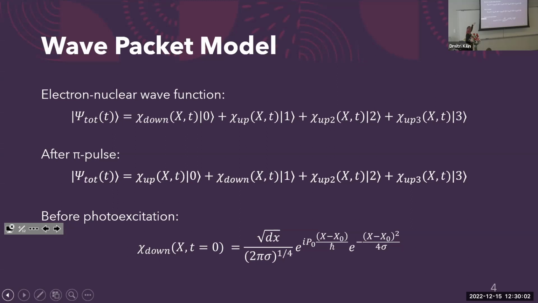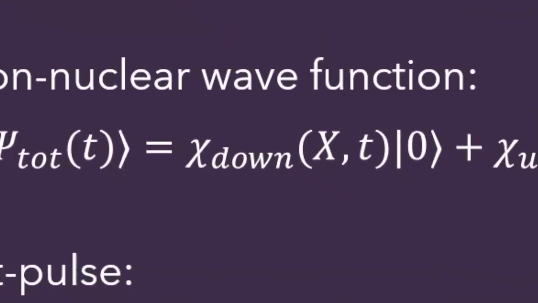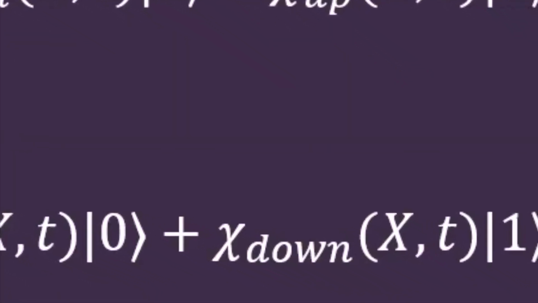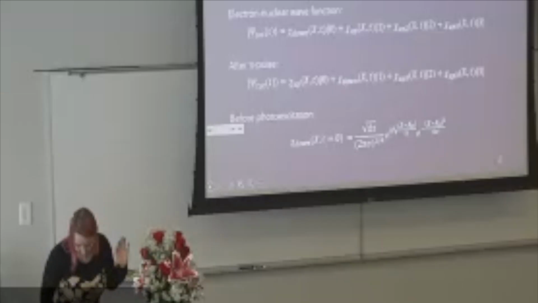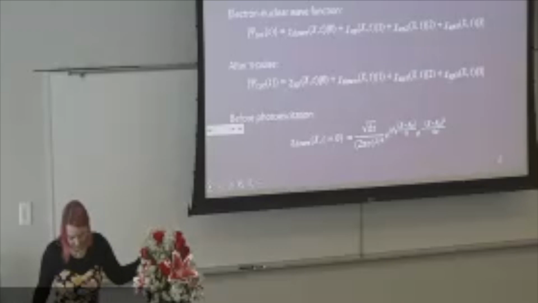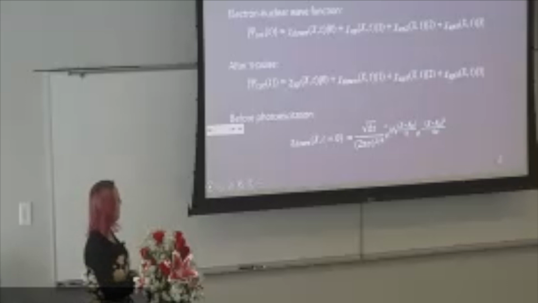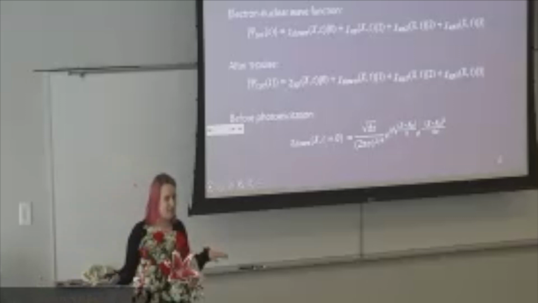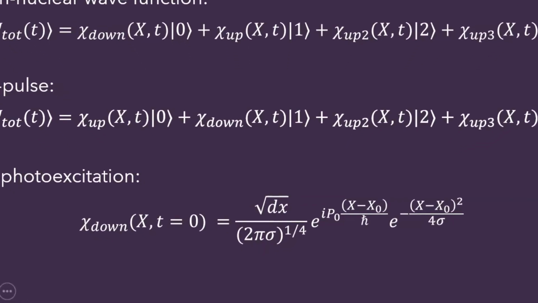And then once it exhibits the pi pulse, it switches from x up to x down. And then before photoexcitation, when it's in the ground state, all of these probability densities are 0 because there's no excitation that's occurring. And so we have this equation right here.